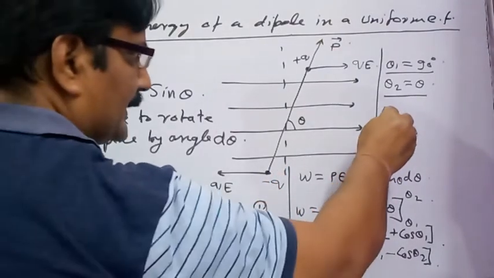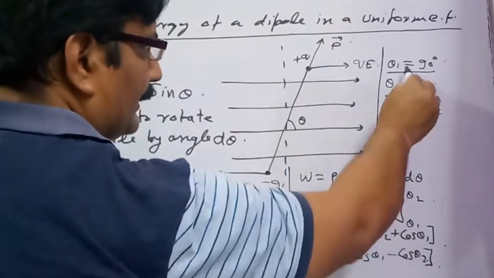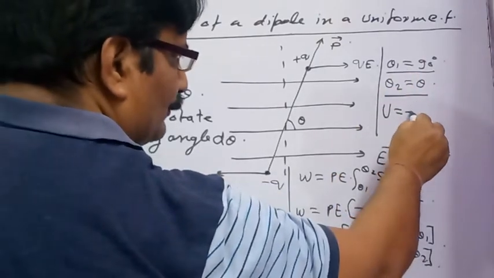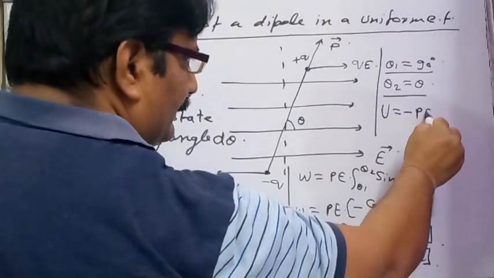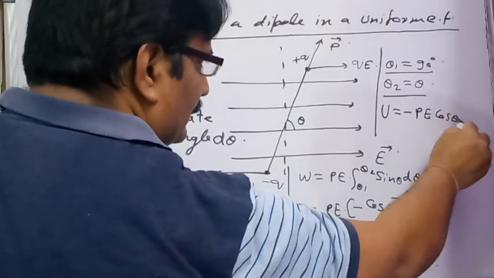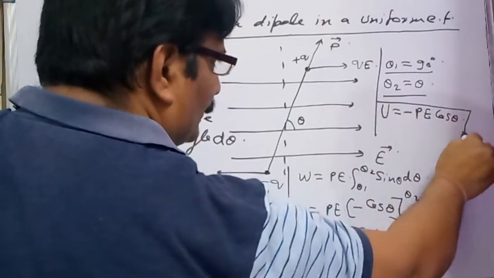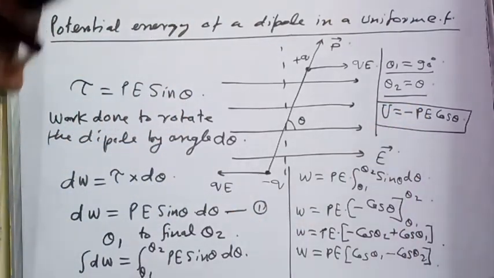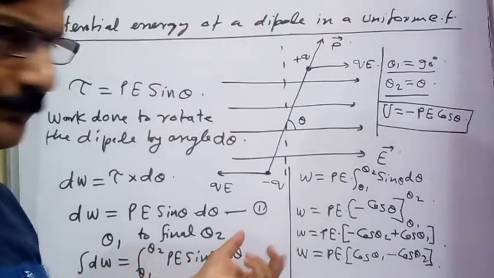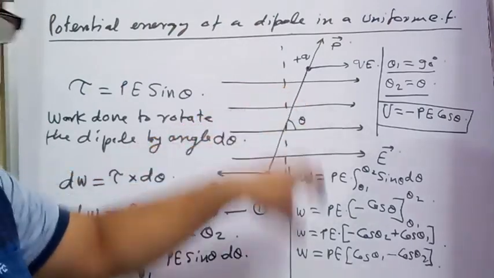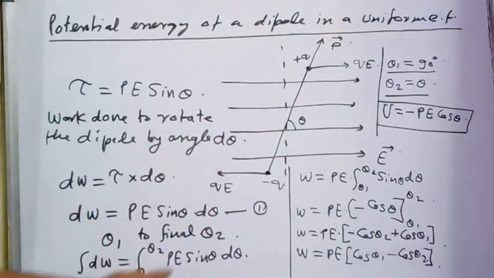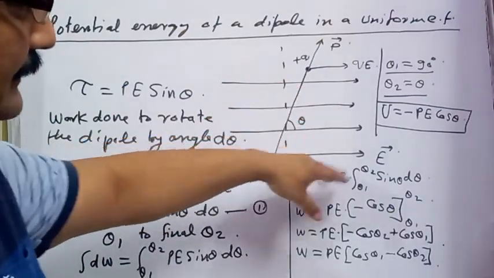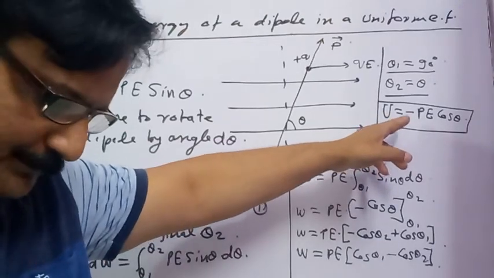So what can be the potential energy of the dipole? U can be written, if theta 1 equals 90 degrees, cos 90 is 0, so the potential energy is going to be minus of P into E cos theta. This negative sign of the potential energy shows this system is capable of doing the same amount of work to return to its initial position. So the value of the potential energy stored in a dipole in the presence of a uniform electric field is given by U equals minus PE cos theta.